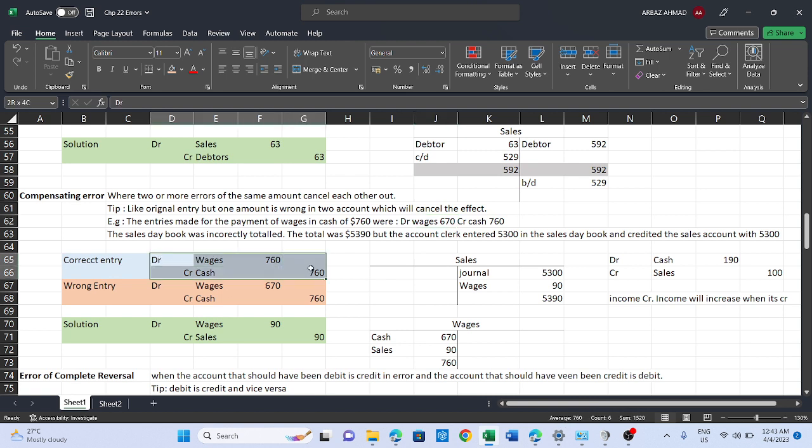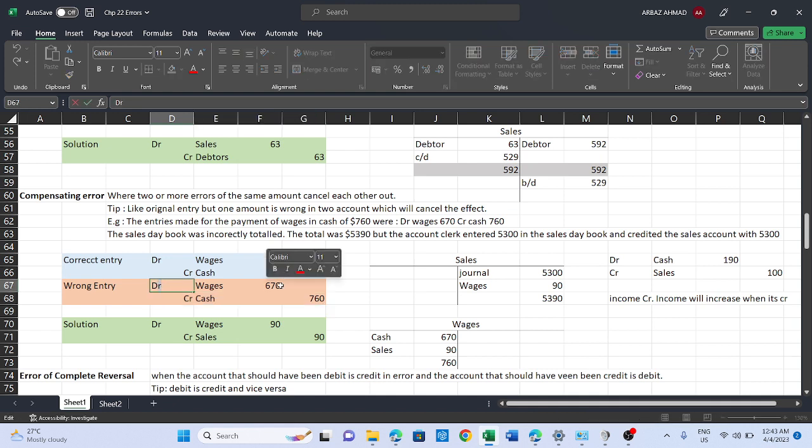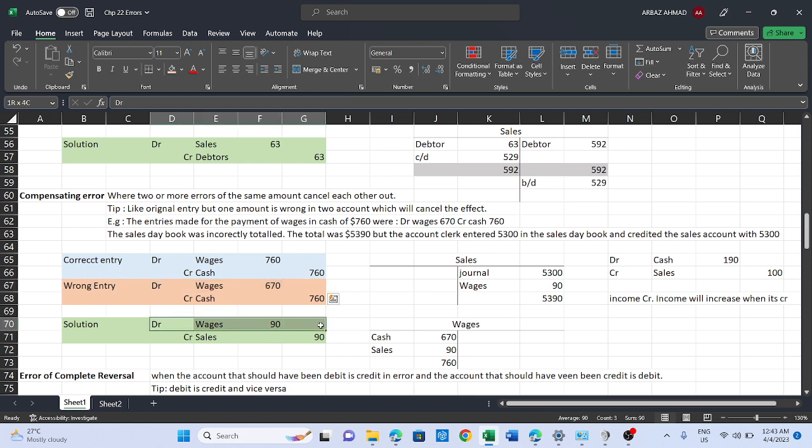So this is what we should have done in the first place for this one. We debit wages, we are paying the wages, it's an expense, debit, and we are giving out the cash, the cash is going out, so it's credit. And what we did eventually is the cash amount is correct, but our wages here is wrong. In order to correct it, we have to debit wages 90 because it's understated by 90, and credit the sales. Why sales? Because there is another error for sales here where we understated the 90 in the sales journal.